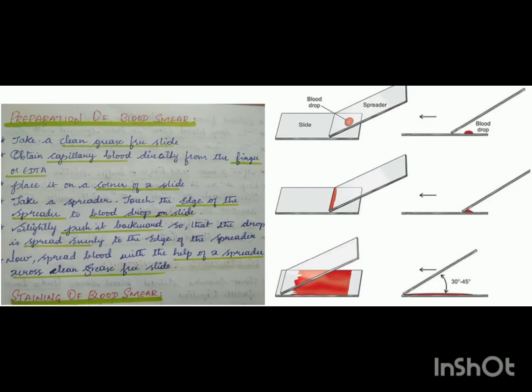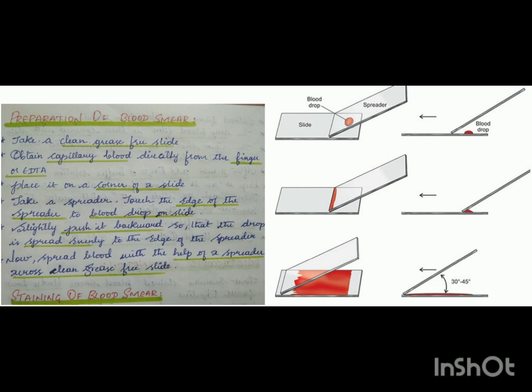Let's know about preparation of blood smear. How to prepare the blood smear? First, we should take a clean grease-free slide and obtain a capillary blood direct from the finger or EDTA blood on the slide. Place it on a corner of the slide. Take a spreader, touch edge of the spreader to blood drop on slide.